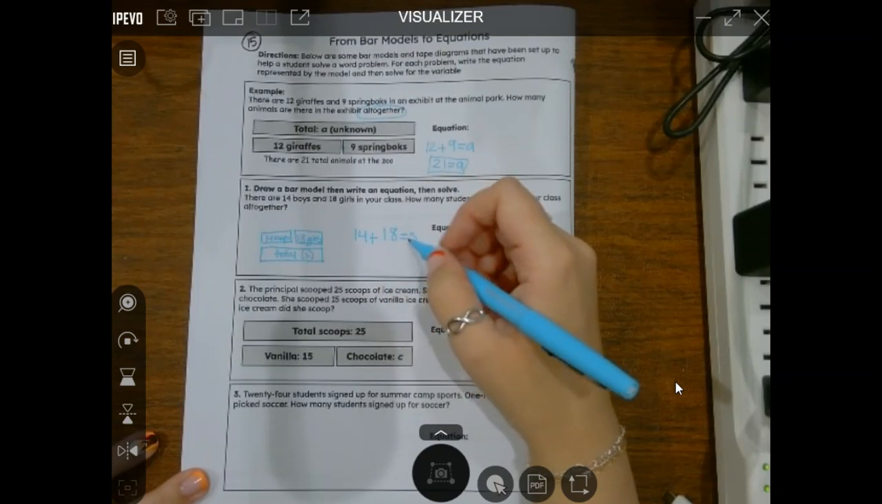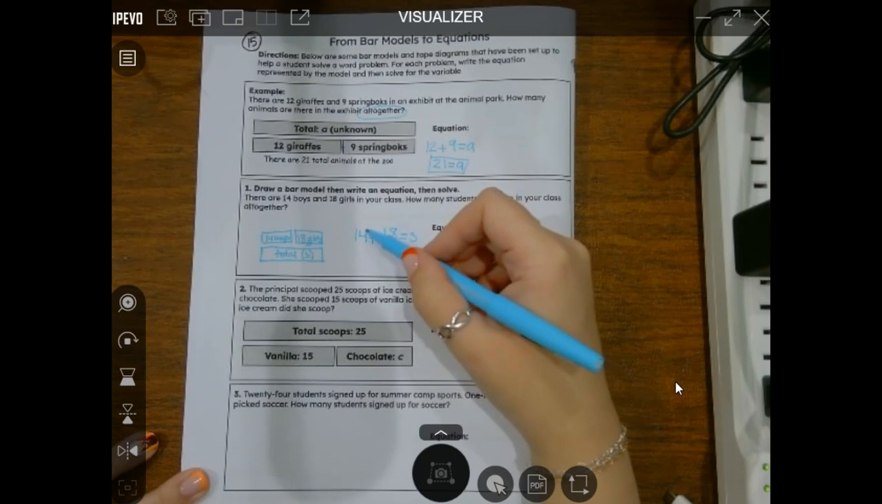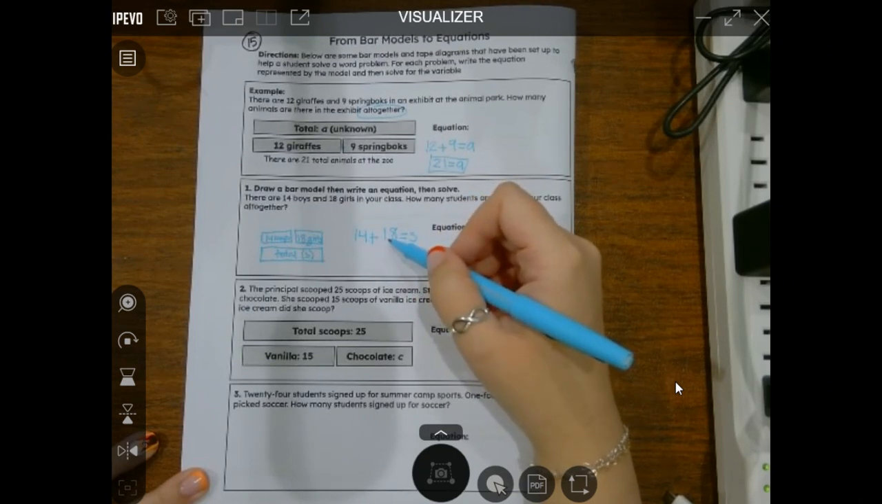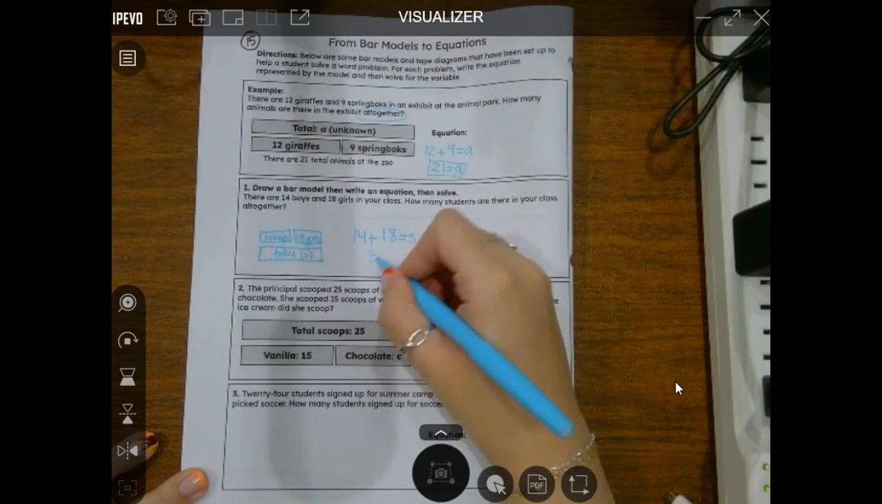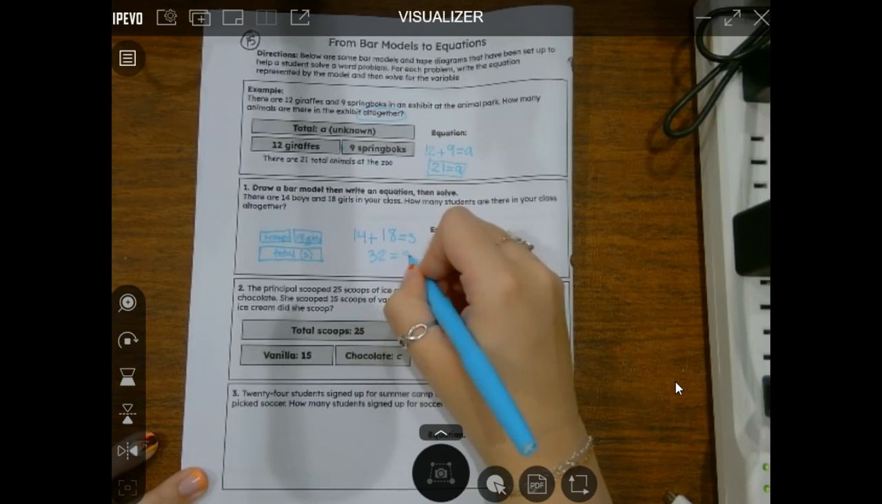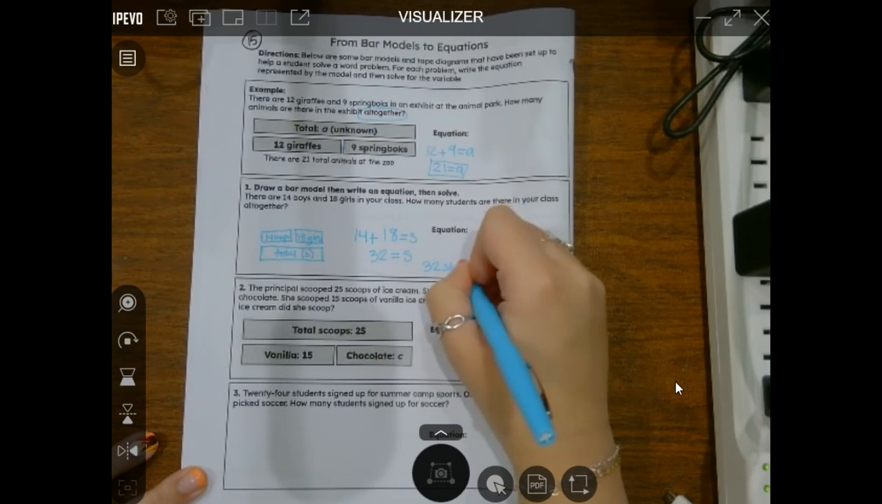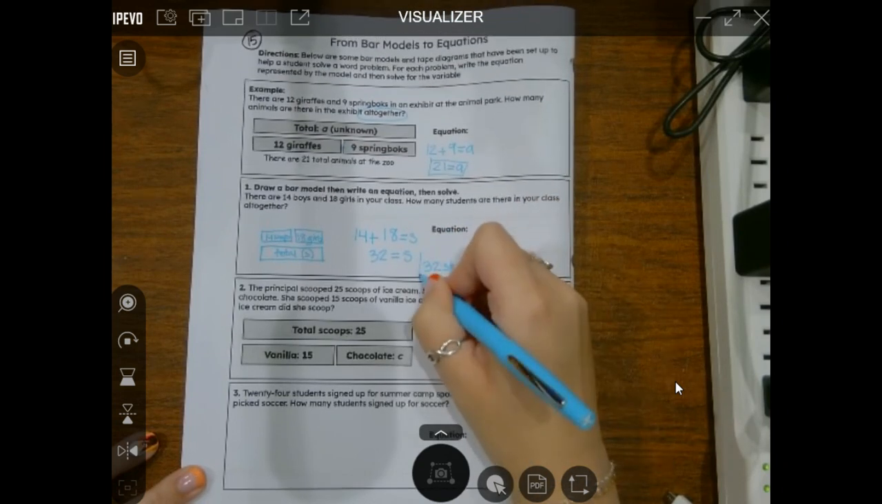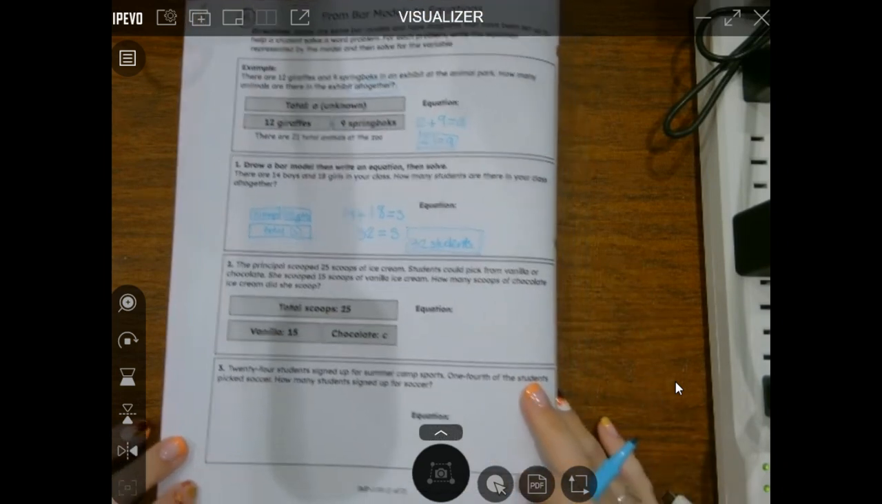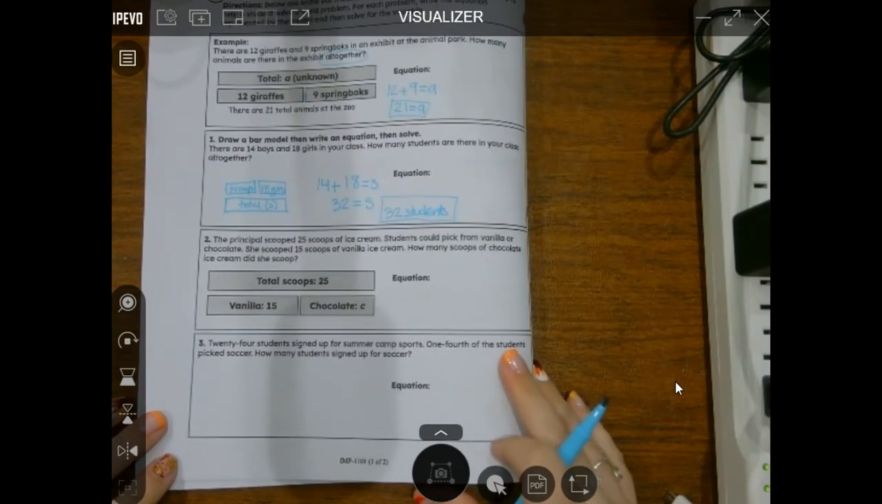And then for the actual answer, what can I do? Can I simplify it? Yeah, 14 plus 18, those are both constants. So if I add those, I get 32. Bring down your equals S, which means there are a total of 32 students in the class. Perfect. Okay, let's go ahead and try the next one.